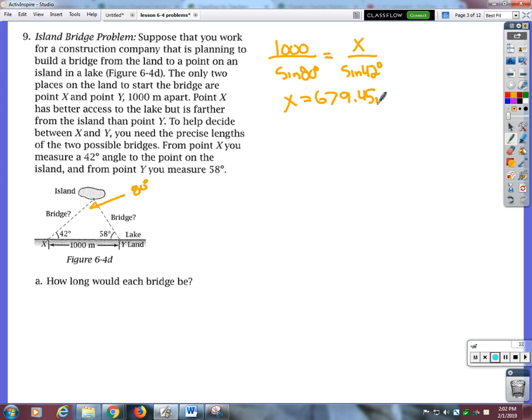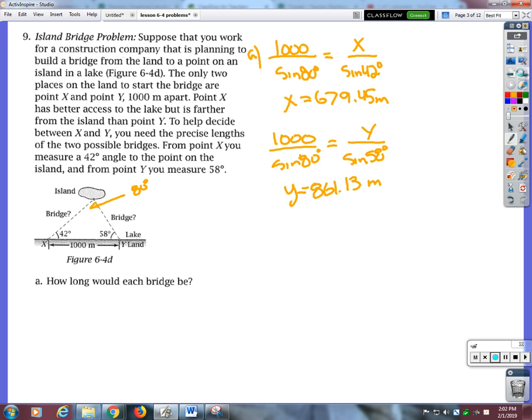679.45. You confirm that? Okay. We can also do 1,000 over the sine of 80 equals... Awesome. Are you guys all okay on that? That's just what we were doing, the law of sines.